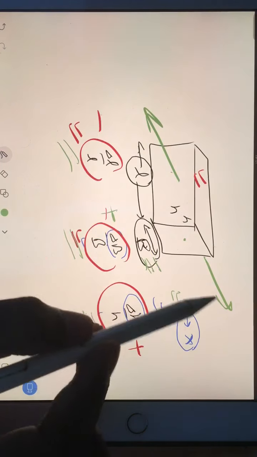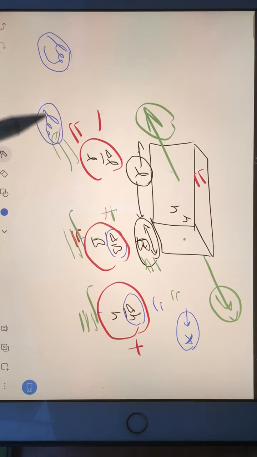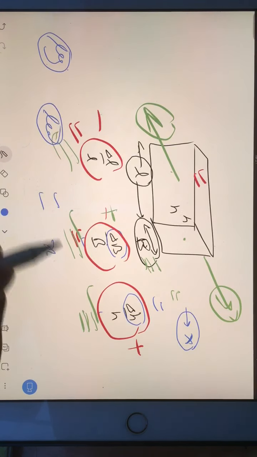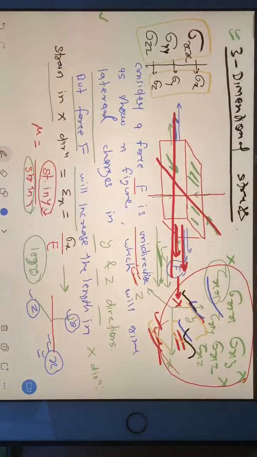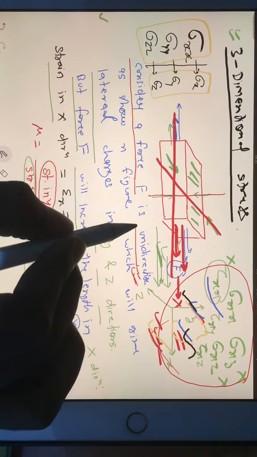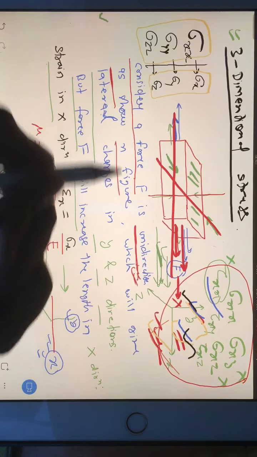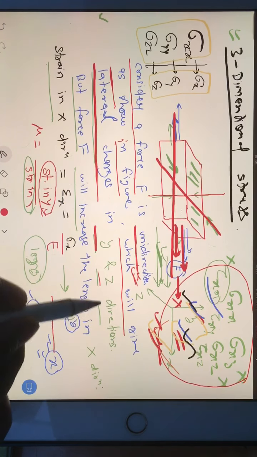So you can see one force is giving you three types of strain. Poisson's law connects longitudinal strain with lateral strain. I have explained just now, we have two lateral directions, correct? For the x-axis, y and z are lateral. For the y-axis, x and z are lateral, right? So again, check what I have written here: consider a force F is unidirectional as shown in the figure, which will give lateral changes in y and z direction.